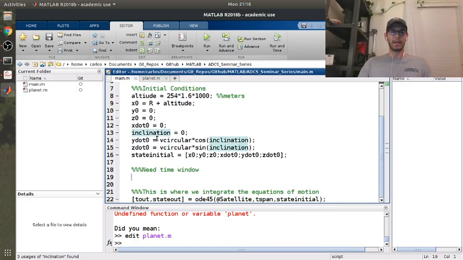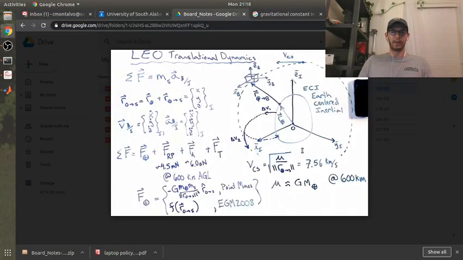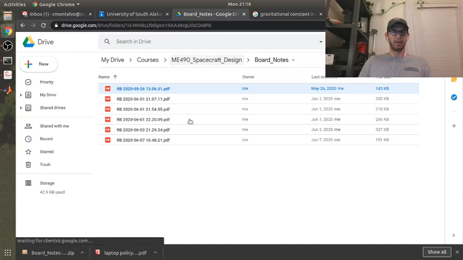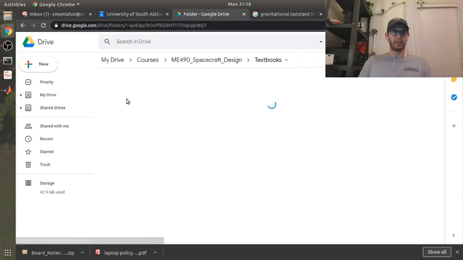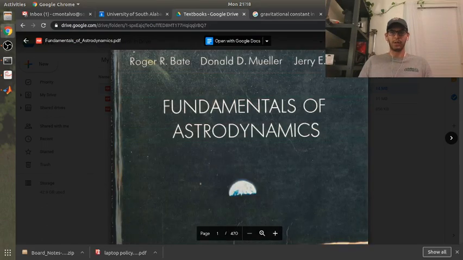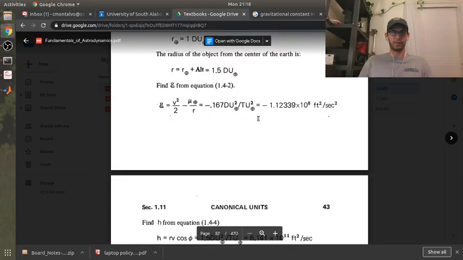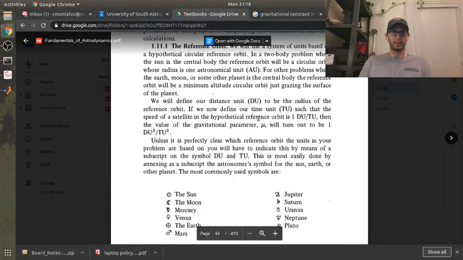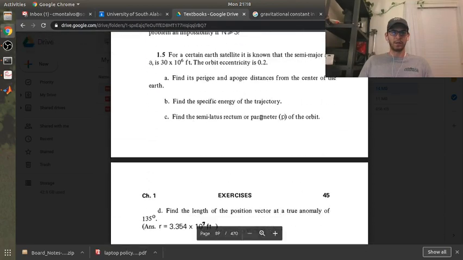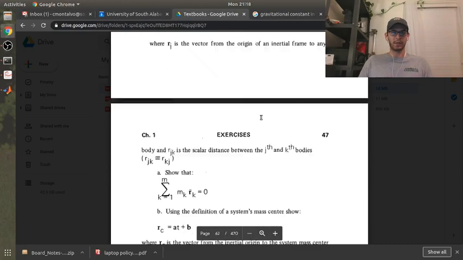So then I can make my time window, right? The reason I wanted to get my initial conditions first is that I need to grab the fundamentals of astrodynamics, and there is an equation in here. This is a PDF that was written in the 70s. There's an equation in here that tells you the period of an orbit as a function of semi-major axis.